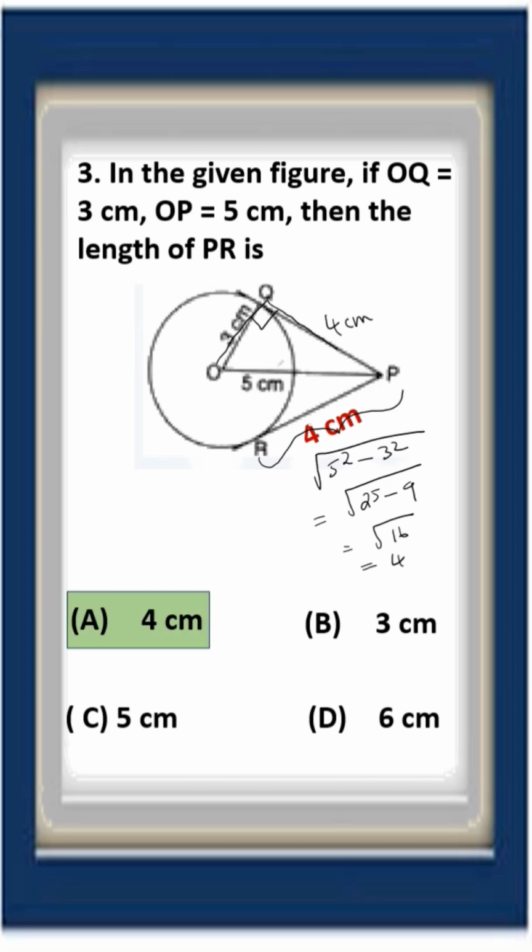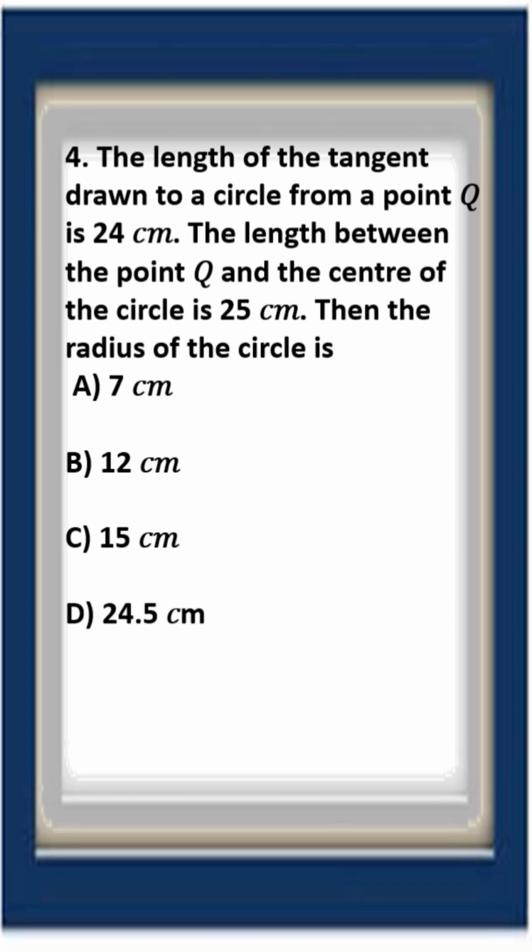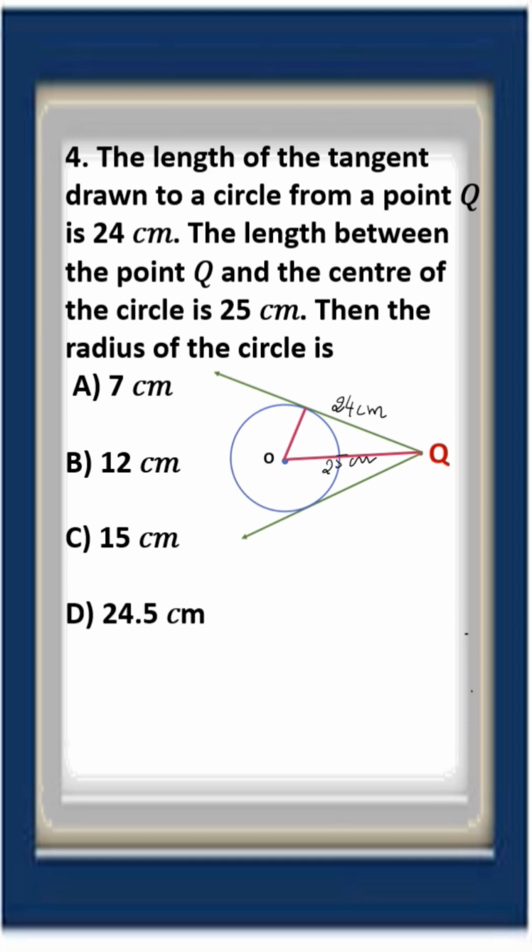The length of the tangent drawn to a circle from point Q is 24 centimeter. The length between the point Q and the center of the circle is 25 centimeter. We are not given figure, so now let us have it. The length of the tangent is 24 centimeter. The length between the point Q and the center is 25 centimeter. And we have to find the radius. We know that angle between the radius and the tangent at the point of contact is always 90 degree. Let this point be P.